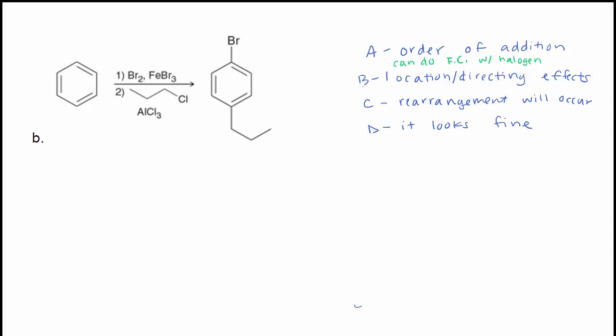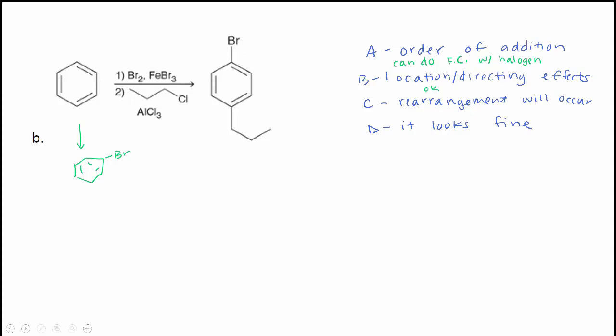For B, the location or directing effects, if we add bromine to the ring first, even though bromine is deactivating, that one is an ortho-para director, and the second group that's getting added is para. So this one is also okay.